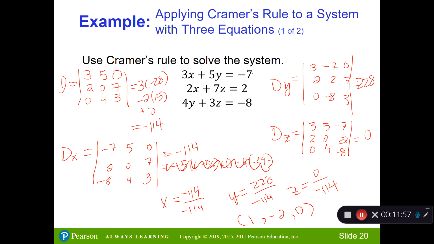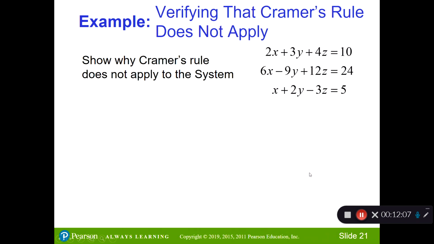3 minus 10 is -7. Yep. 2 plus 0 is 2. Yep. -8 plus 0 is -8, and that is true. All right, so why can't we use Cramer's rule here? Well, we cannot use Cramer's rule if our determinant ends up being a 0 for that d.